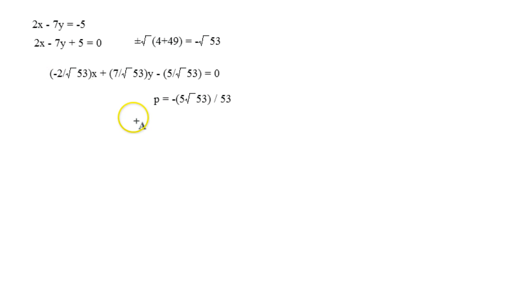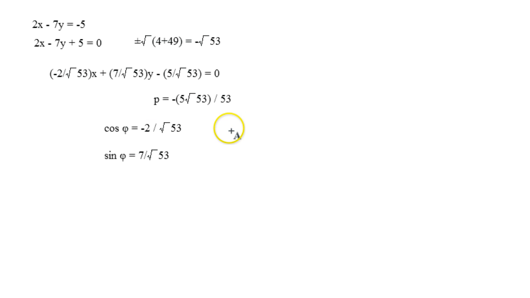Then I'm going to set up cosine and sine. Cosine of phi is going to be negative 2 divided by root 53, and sine of phi is going to be positive 7 divided by root 53.